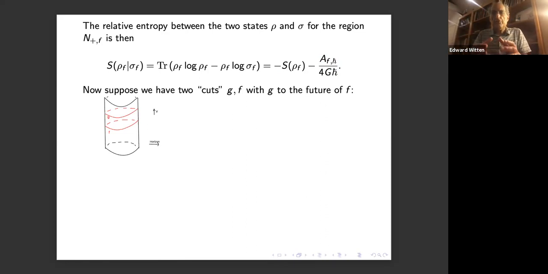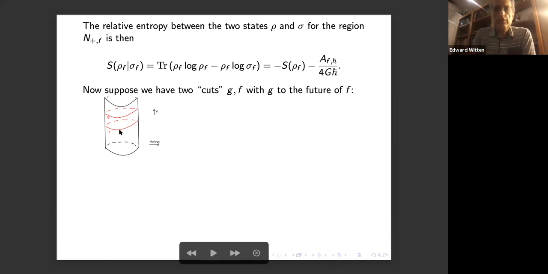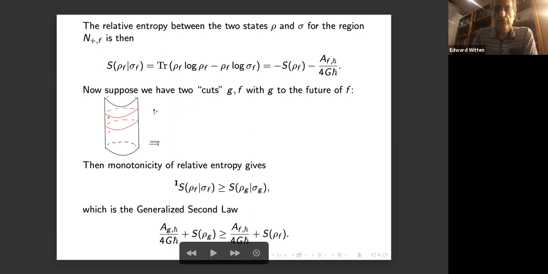But another intuitive picture is that the black hole sits there. And in keeping with that picture, I've drawn a stationary horizon, which has some spatial configuration, and it's independent of V. There are two cuts, G and F. G is to the future of F. So monotonicity of relative entropy says that the relative entropy between rho F and sigma F, between two states sigma and rho, on the cut F is bigger than what it is on the cut G. And that's the generalized second law.